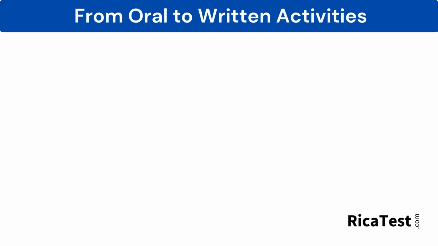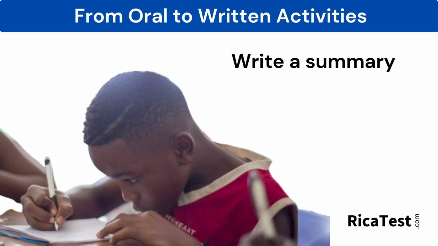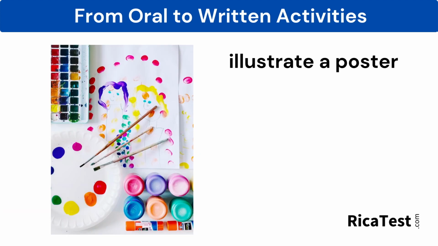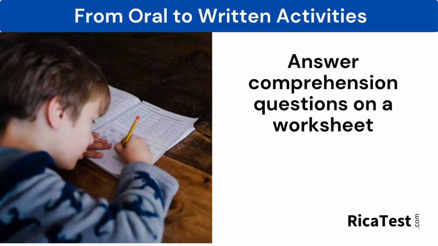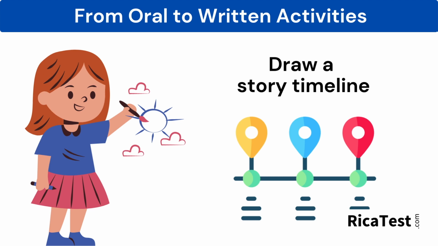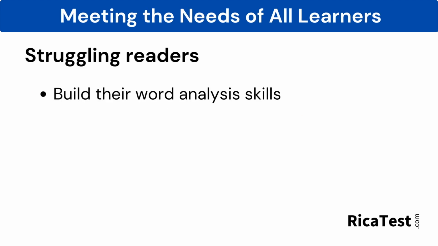After giving oral instruction through a think aloud, the teacher will allow the students to transfer their oral understanding into writing using one of the following ways. Students can either write a summary, illustrate a poster, or answer questions from a worksheet. They can also draw a timeline.